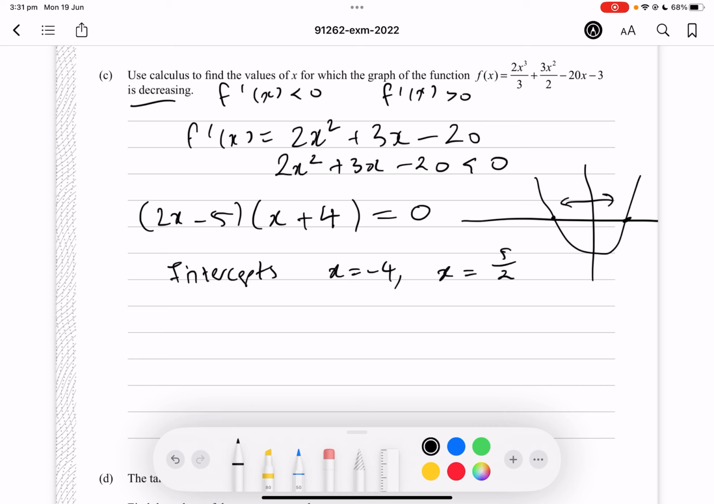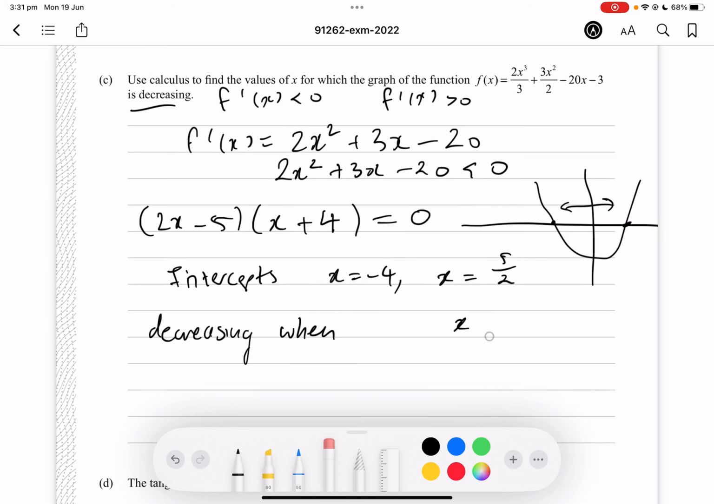And again, like we noticed in the drawing here, we know that the function is less than 0 in between the intercepts. So therefore, decreasing when x is bigger than -4. Probably do it the other way. So x is smaller than 5/2, but bigger than -4.